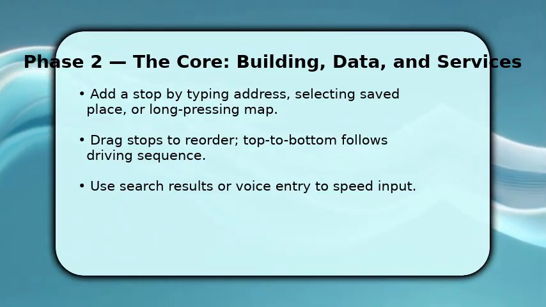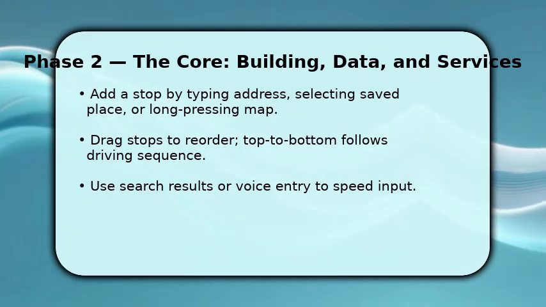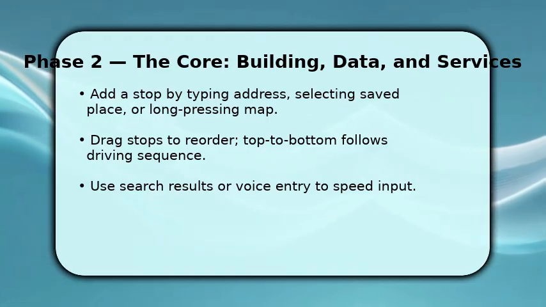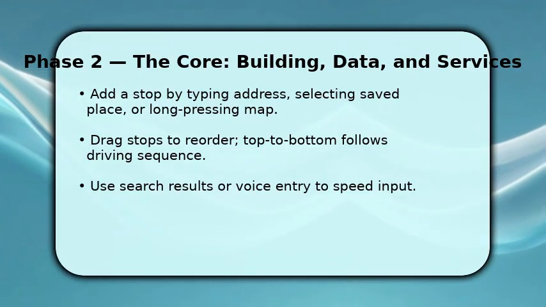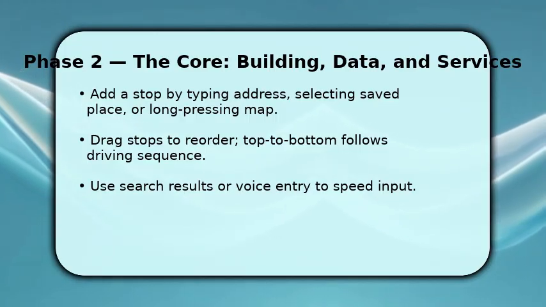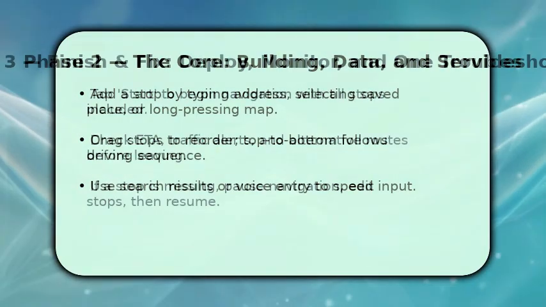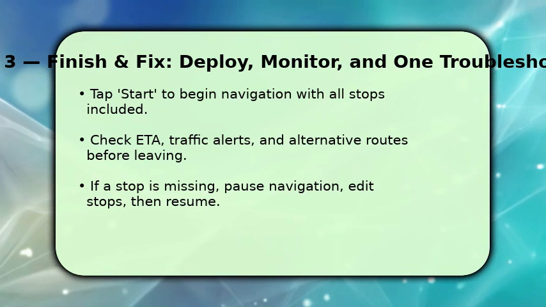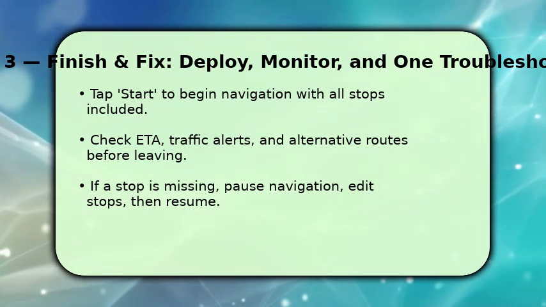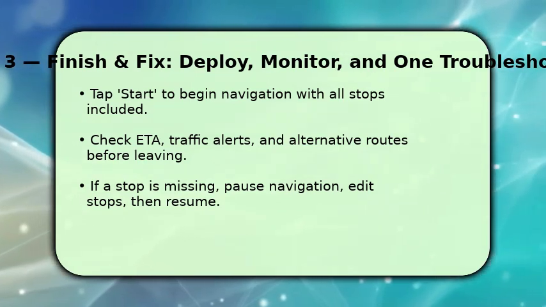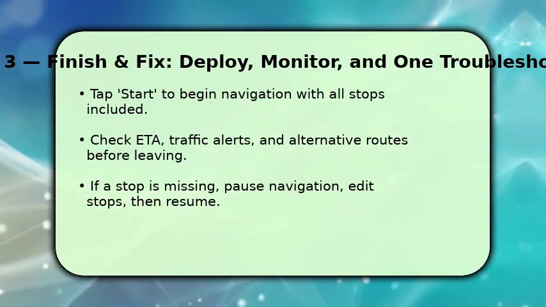Use voice input to save time if you're hands-free. Also, include buffer stops for gas or rest. This helps route accuracy. Once your stops are ordered logically, preview total time and distance, so adjustments fit your schedule before starting navigation. Finish by reviewing ETA and traffic warnings. This ensures realistic timing. Tap Start to begin turn-by-turn guidance that includes every added stop.